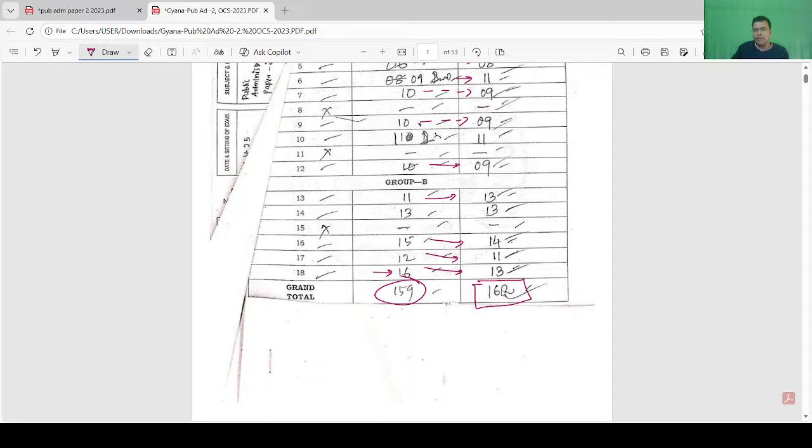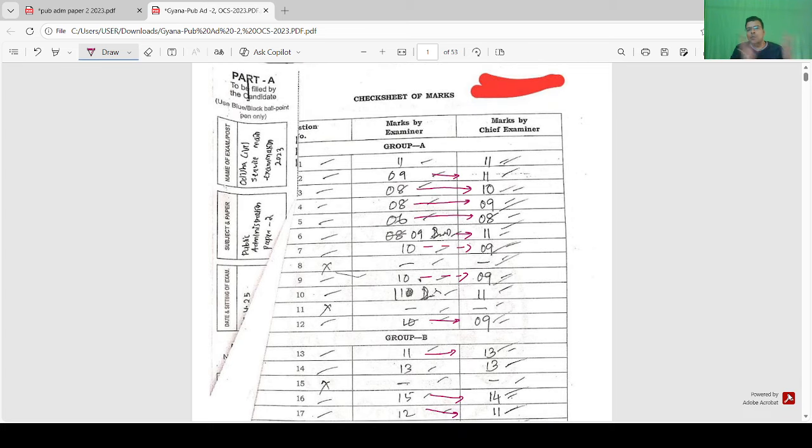So out of 250, 162. So you calculate this percentage. So 60%, 65% around. So this is around 65% marks, which is very good. And usually in paper 2 marks are not like this. He got good marks in paper 2. So look at this. This is how the optional copy of last year was evaluated by 2 examiners.